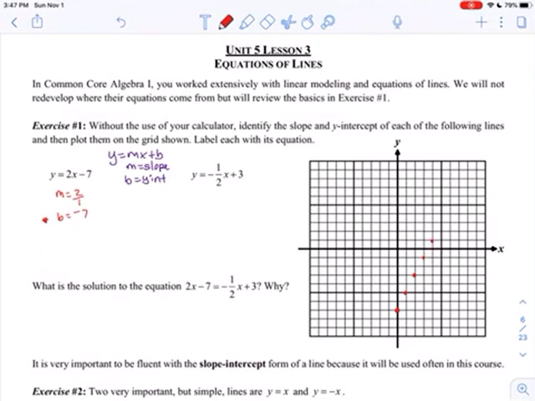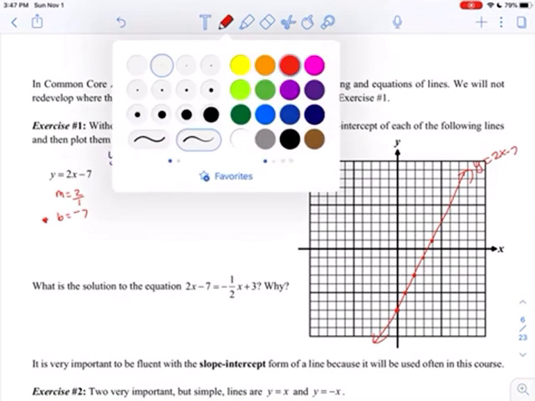And you want at least 3 points, I would say. I mean, you can get away with 2, but I like to draw more. The more you have, the straighter your line will be. And then I connect them. It's a line, it has arrows on the end, and then I label it y equals 2x minus 7.